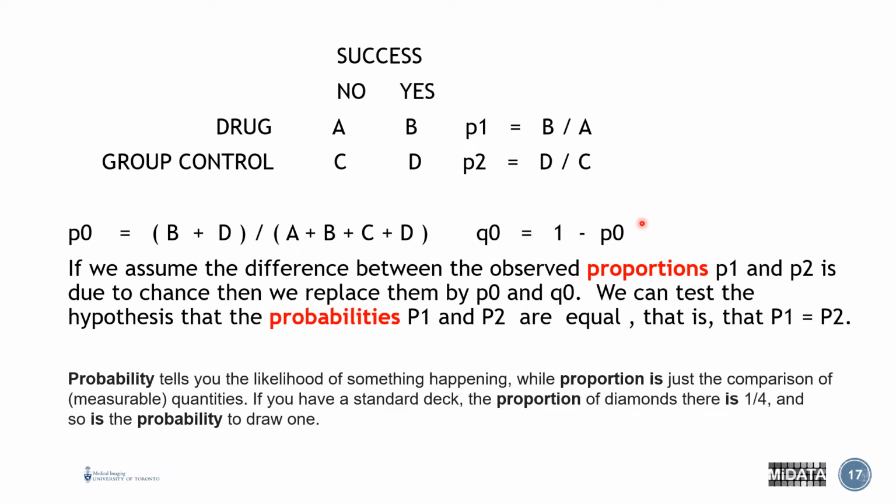So then we can test the hypothesis that the probabilities, capital P1 and capital P2, are equal, that is P1 equals P2. Just to clarify the distinction between proportion and probability: probability tells you the likelihood of something happening, while proportion is just the comparison of something measurable in quantities. For instance, if you have a standard deck of cards, the proportion of diamonds in the deck is 1/4. And in this case, the probability to draw a diamond is also 1/4.